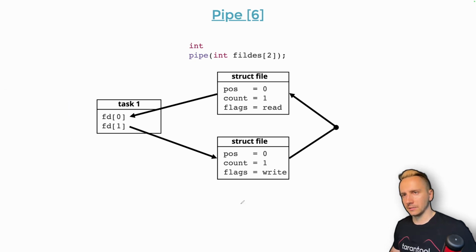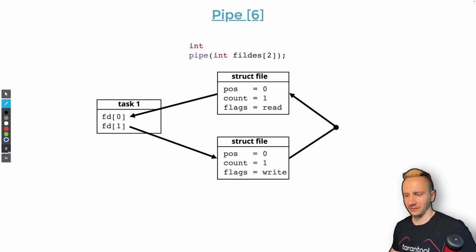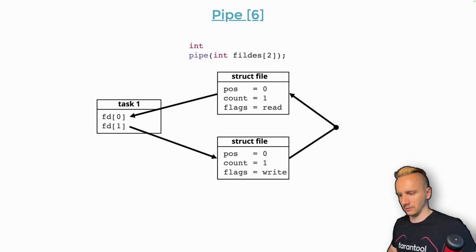This looks very useless. Like, what would be the point of that? Why do you need to transfer data like this? The point is that you can make it so fd0 is in one process and fd1 is in another process. And then you can send data from one process to another.